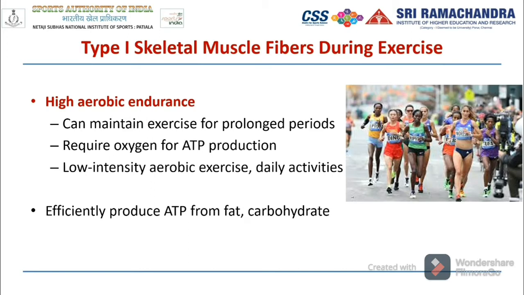Broadly, the skeletal muscle fibers can be classified into two types. Type 1 has a high aerobic endurance and can maintain exercise for prolonged periods. It also requires oxygen for ATP production. This type of muscle fiber is involved in low intensity aerobic exercise and daily activities. It can efficiently produce ATP from fat and carbohydrates. So this is a kind of oxidative fiber, which requires oxygen for ATP production.